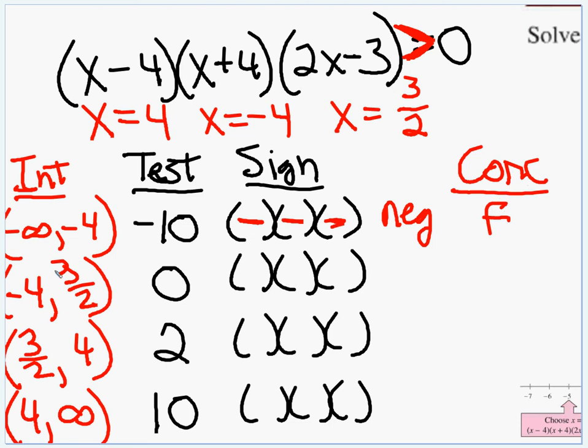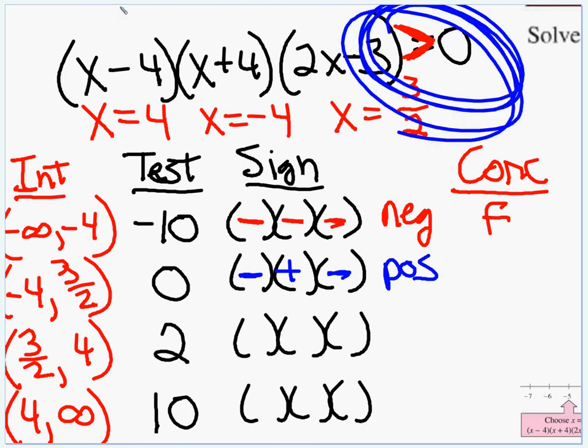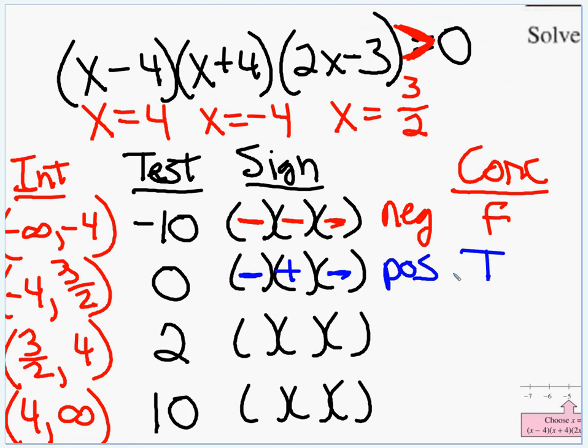Next up, 0. 0 is a nice easy one. 0 minus 4, that's negative. 0 plus 4, that's positive. 2 times 0 is 0, minus 3 is negative. So a negative times a positive is negative, and that negative times the last negative will become positive. Are positive numbers greater than 0? Yes, they are. True. So we'll color in that part of our number line.